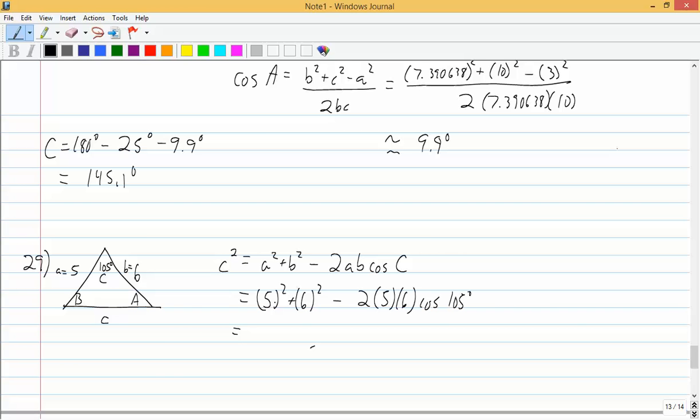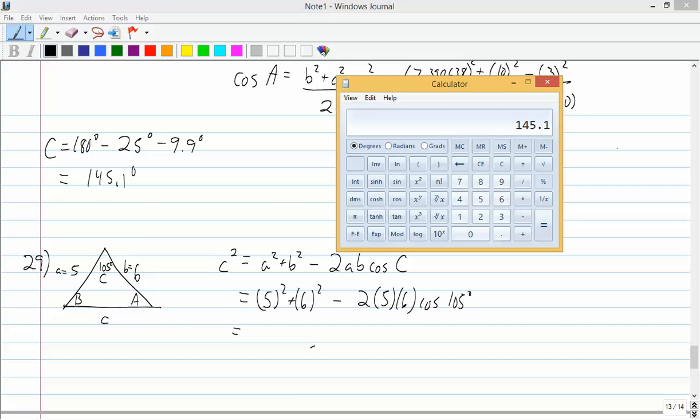Alright, so I could do that in a calculator. That's 25 plus 36, so that's these two numbers. Then minus, that's going to be 60 there, so minus 60 times cosine 105, equals. So that's what C squared is equal to. So if I want C, I need to take the square root of that.